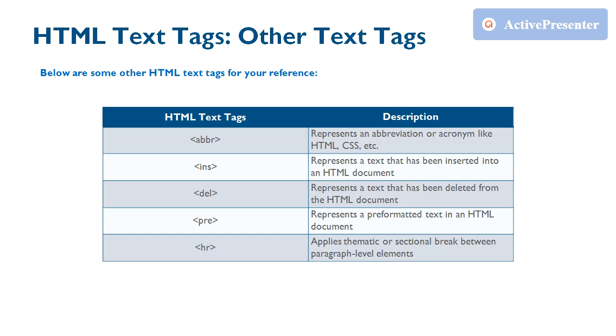For example, if you look at Wikipedia, some old information might have been deleted. If you want to show the user that this information is deleted or it's no more relevant, you can put it in DEL tag. Pre represents a pre-formatted text in a HTML document. HR applies thematic or sectional break between paragraph level elements.